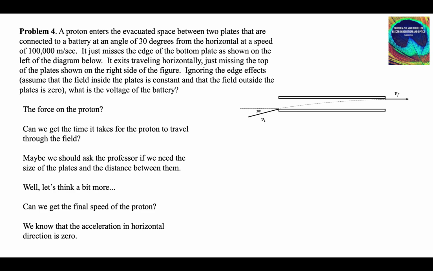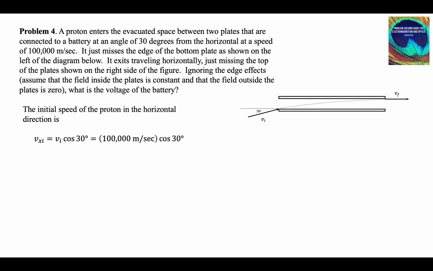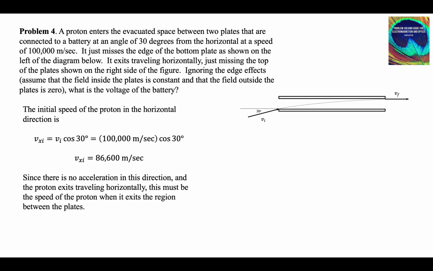The acceleration in the horizontal direction is 0. So the speed in the x direction, the horizontal direction, doesn't change. We can get the initial speed in the x direction. We just do v initial cosine 30: 86,600 meters per second. And that doesn't change. There's no acceleration in the horizontal direction. So that's the final speed. It's traveling horizontally. When it exits, it's got to be going 86,600 meters per second.